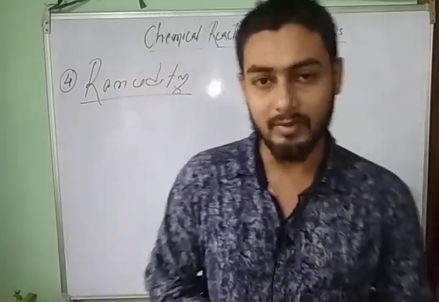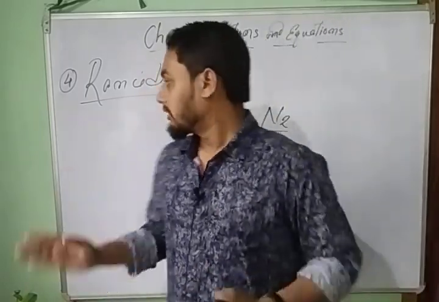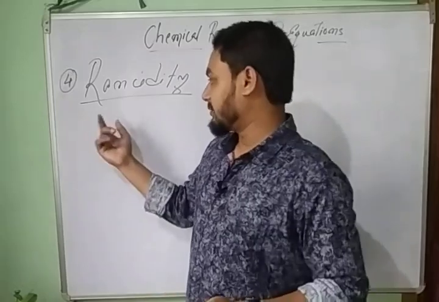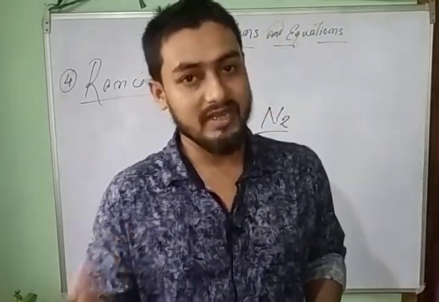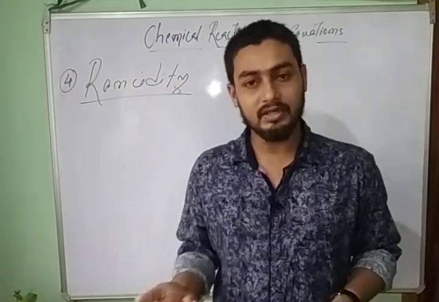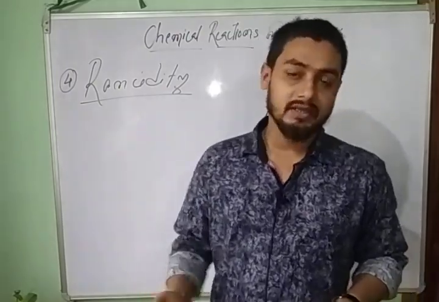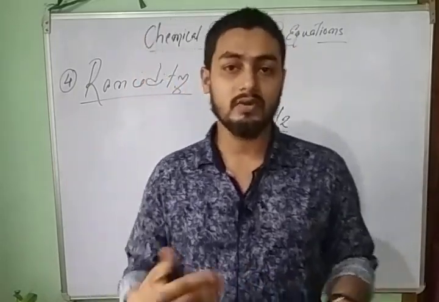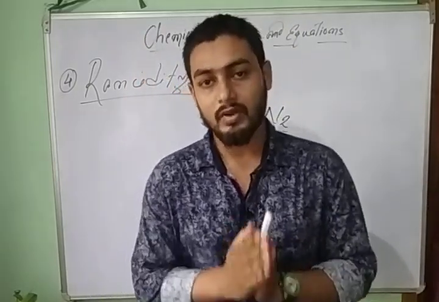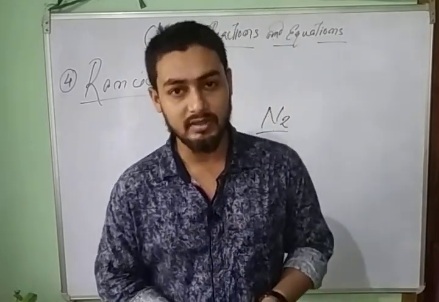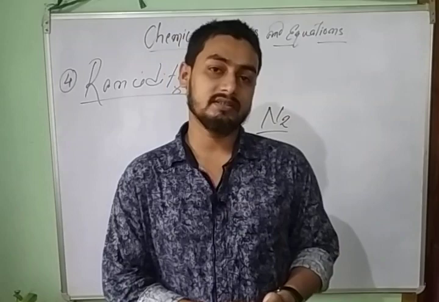So this is all about today's video. In this video, let us have a summary. We have discussed how to balance a chemical equation, what is an exothermic reaction, what is an endothermic reaction, and then corrosion and rancidity. In our earlier video, that means the first video of this chapter, we discussed what is a chemical reaction, what is a chemical equation, and what are the different types of chemical reactions, etc.